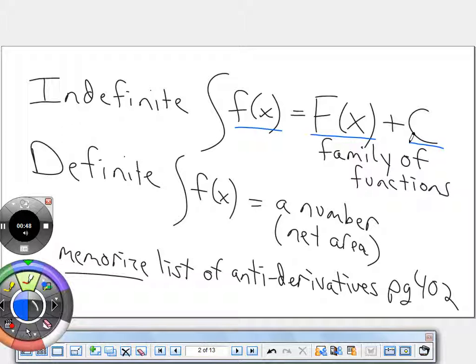Now, if you actually have an integral that has limits, so from a to b, then it's a little different. We're going to be able to evaluate it. We're going to actually get a number as an answer, and that number represents the net area under the curve, however much is above and below, and whatever the overall net amount is, that's what the integral equals. Okay? I just made a note again that you want to make sure and memorize that list of antiderivatives on page 402. That'll help a lot when you start evaluating these.